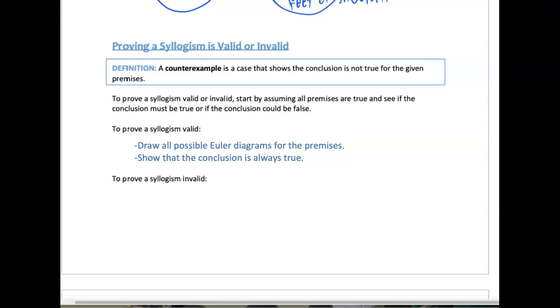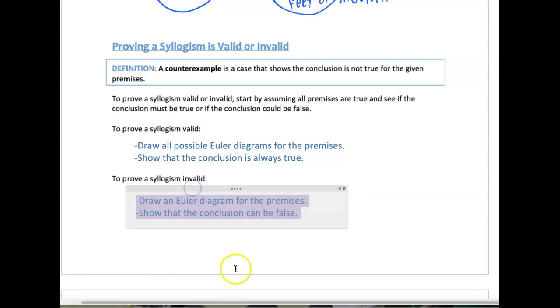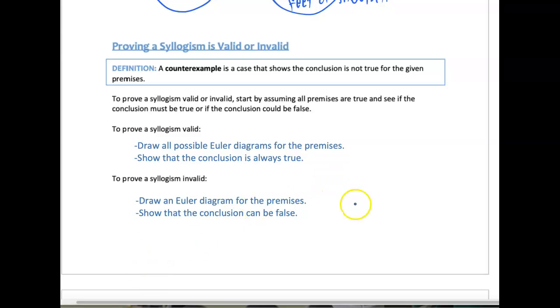Okay, so to prove a syllogism invalid, you draw an Euler diagram for the premises, and you have to show that the conclusion can be false. Note that it only takes one Euler diagram to prove a syllogism invalid. And this one is called the counterexample.